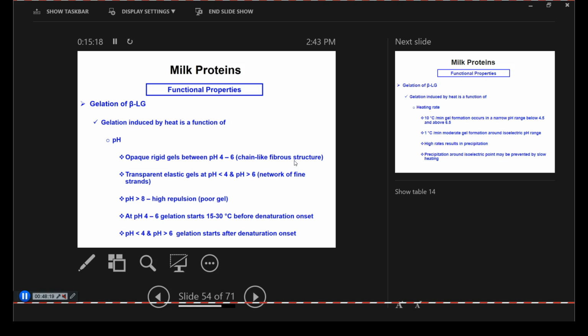So that is the interaction of pH and heat. It really depends which pH we're trying to form a gel. So we need to decide on which temperature to approach or to reach in order for the gel to form.